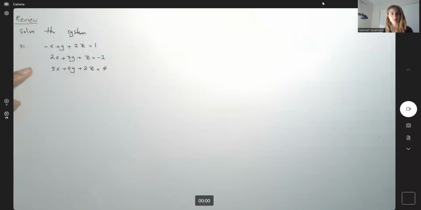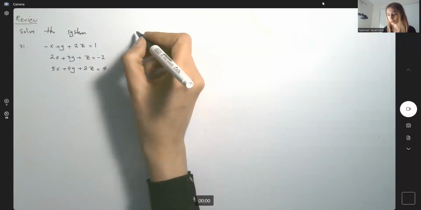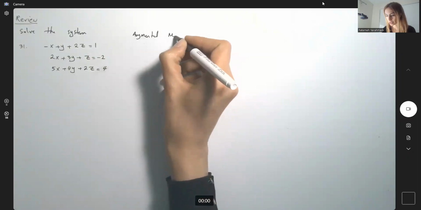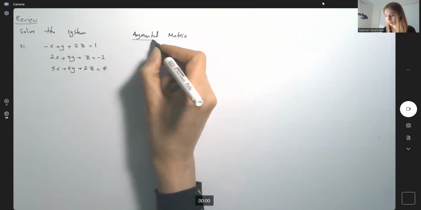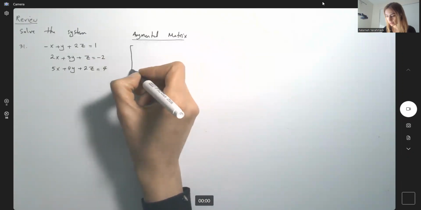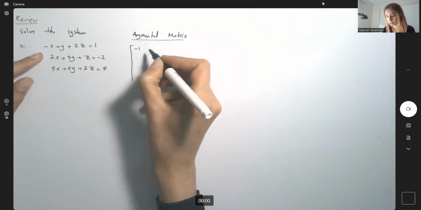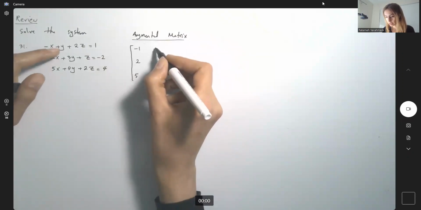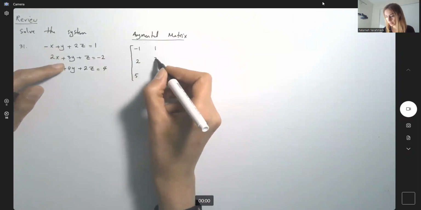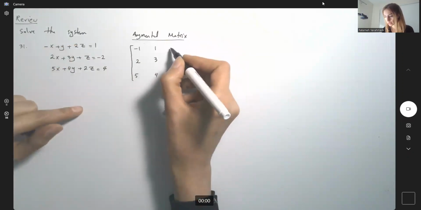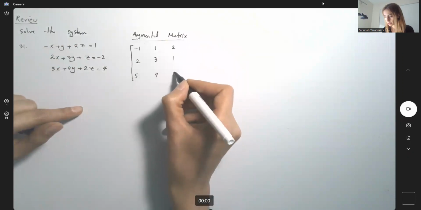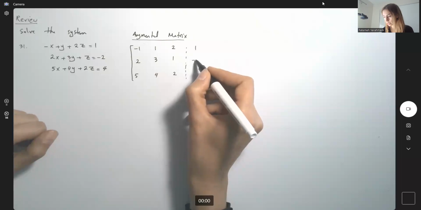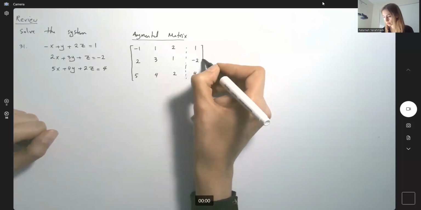Solve the system. So this is the system that you have. We're going to convert that into an augmented matrix. So the augmented matrix that you're going to have is -1, 2, and 5. Then you have the coefficient of y: 1, 3, and 4. The coefficient of z: 2, 1, 2. And finally you're going to have your constants, which are 1, -2, and 4.